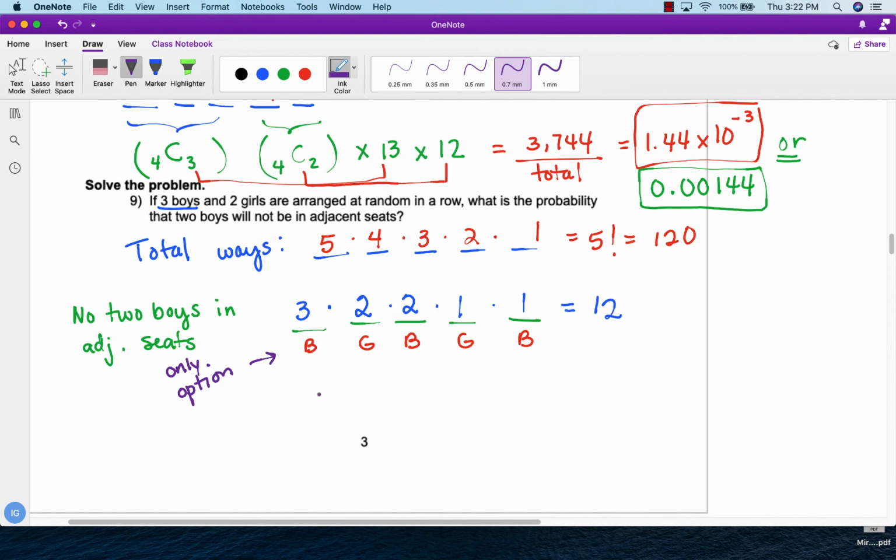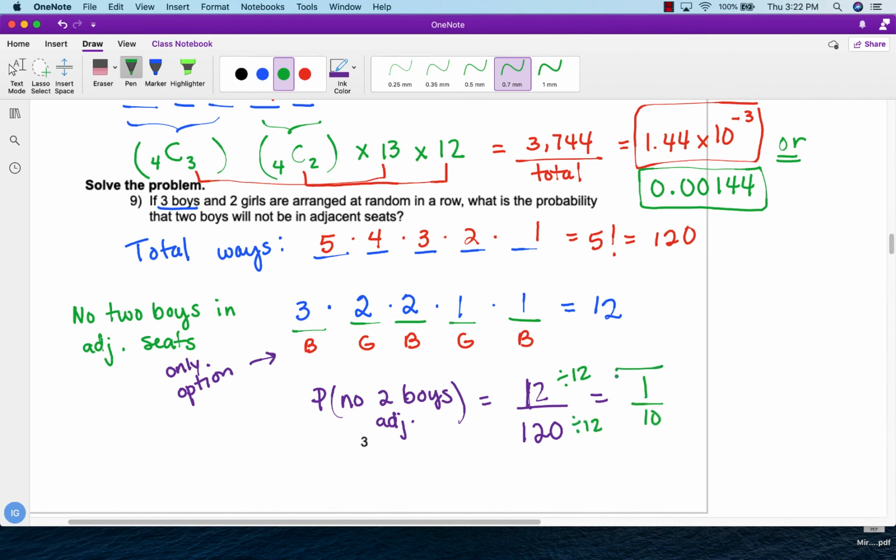Alrighty. Okay, so the probability of no 2 boys adjacent is equal to 12, because that's the number of options that we have, over the total number of ways to sit the 5 kids. So over 120, which equals, we can actually simplify it if we divide by 12 and by 12. It's going to be 1/10. And that's the answer.